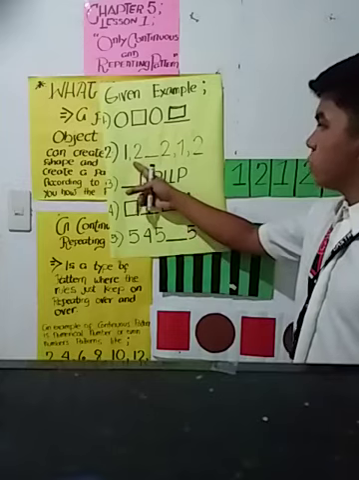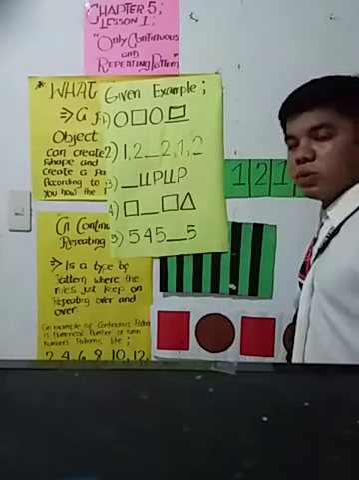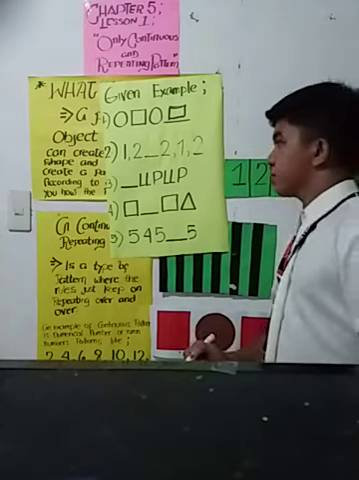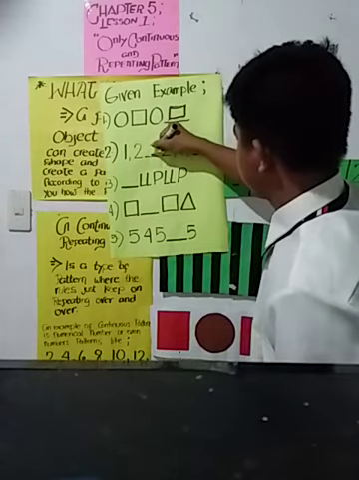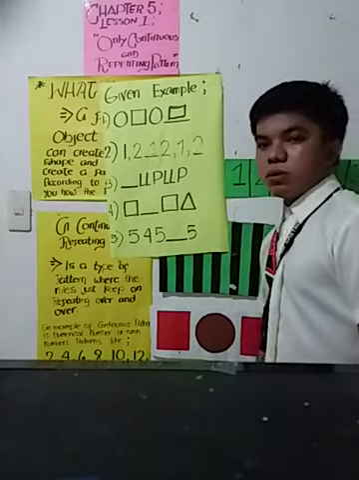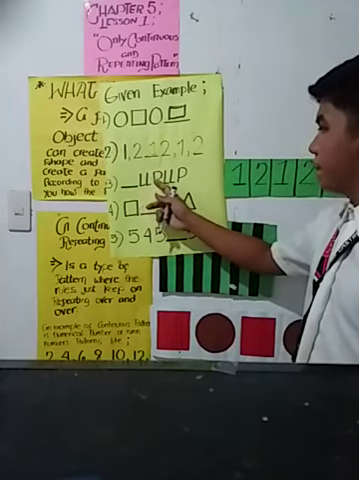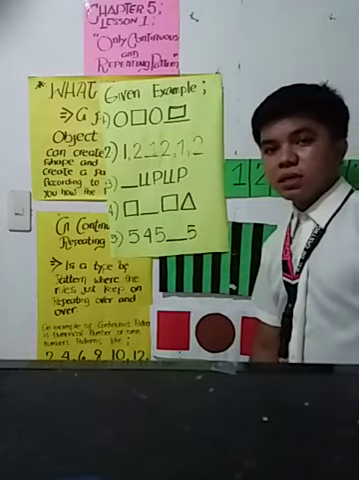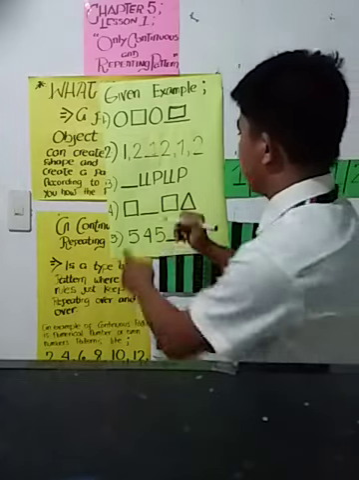Let's proceed. Number 2: 1, 2, blank, 2, 1, and 2. What is the missing number? That's right, 1. Number 3: blank, L, L, P, L, L, P. What is the missing letter? That's right, P.